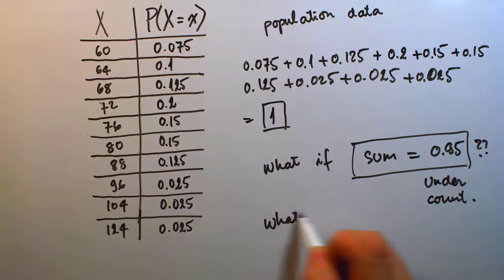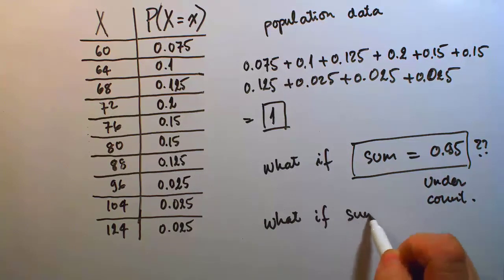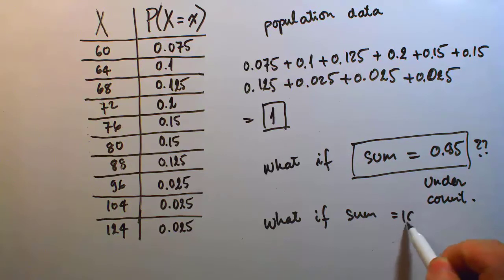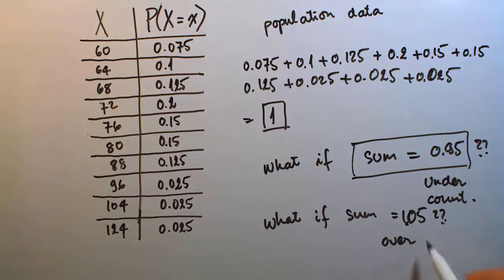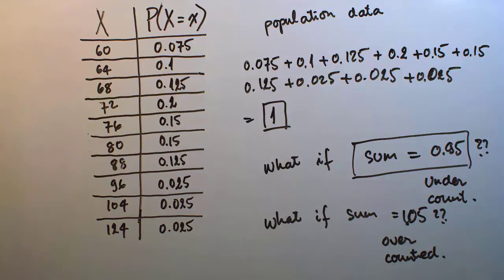And what if the sum here was 1.05 or something like that? That means we got an overcount, maybe too much data. Something among these probabilities was overcounted.